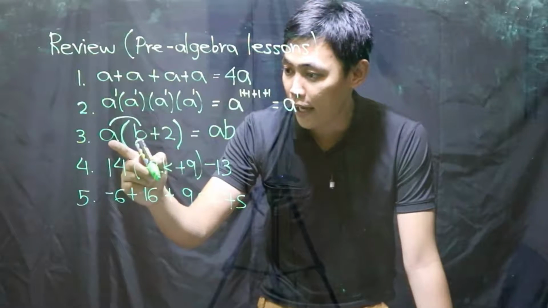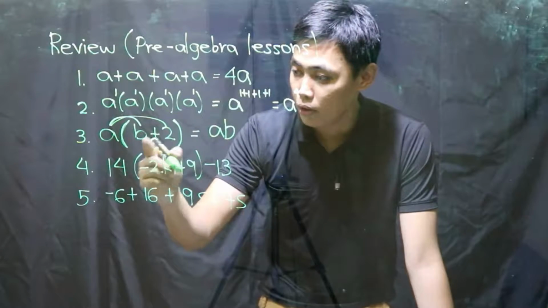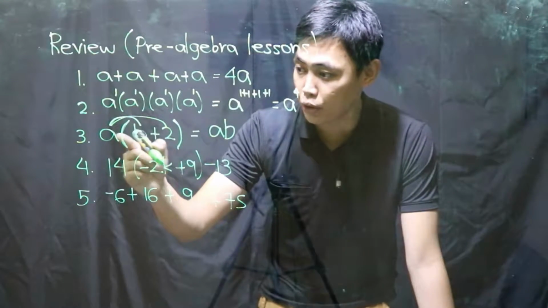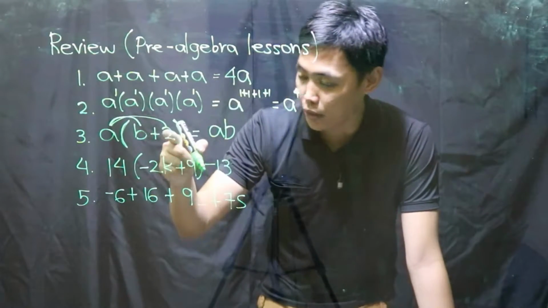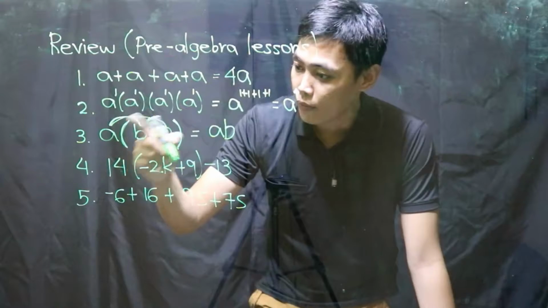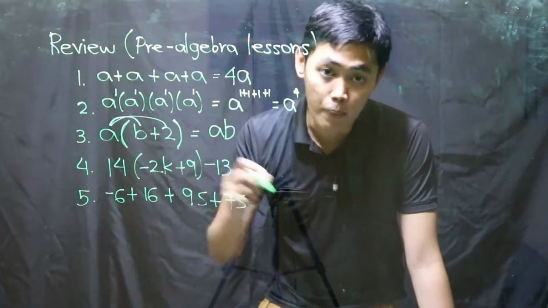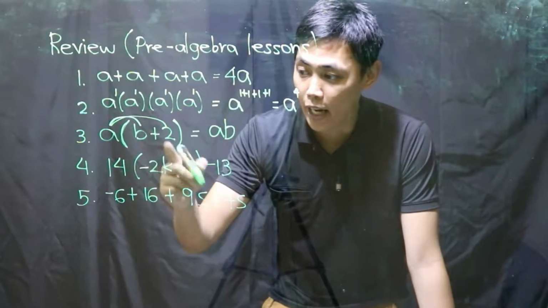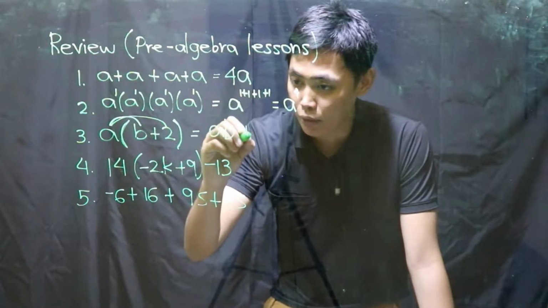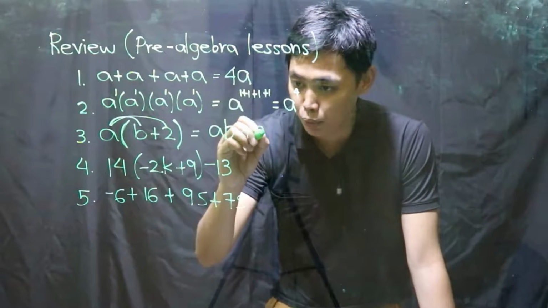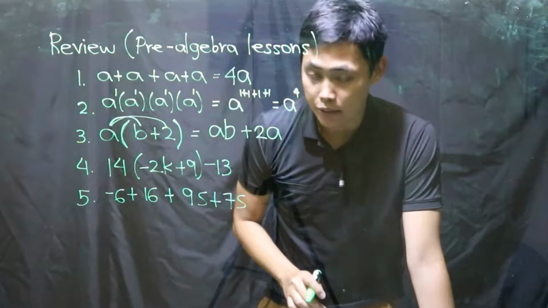How about this one? So first we distribute a to b, and then the next step is we distribute it to 2. So a times 2, we cannot combine them either, alright? Because they do not have the same base. So what we can do is still pair them. So 2a. So this is our answer.